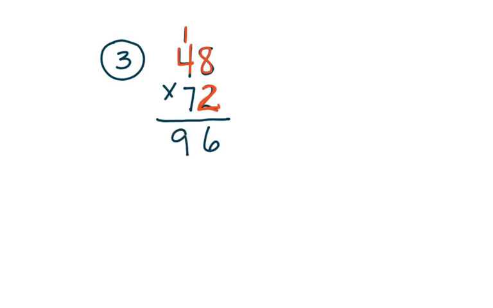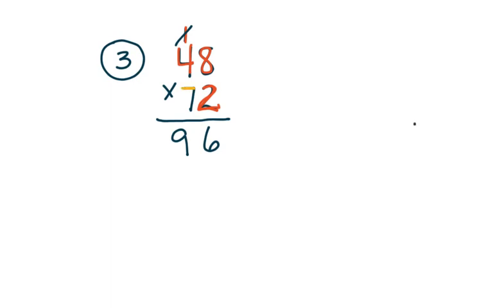Let's try one more problem together. Let's take 48 times 72. 48 times 72. Again, we're not in our packet at the time. We are just practicing some additional problems. So let's start by taking 2 times 8, which is 16. Carry your 1. 2 times 4 is 8. Plus 1 more is 9. Now I just added in that 1, so I'm going to draw a line through it so I don't forget.